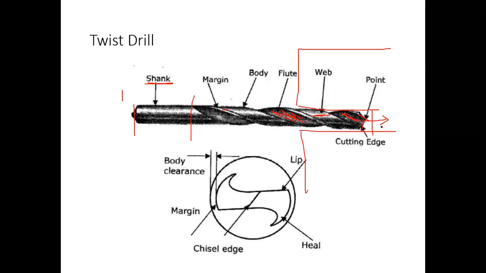This is the front view. If you take the side view, it looks like this. Here the cutting edges are these ones. This is the chisel edge. The cutting edge is nothing but the chisel edge, and this is also a cutting edge. And this portion, which is the backside of this one, is called the heel.